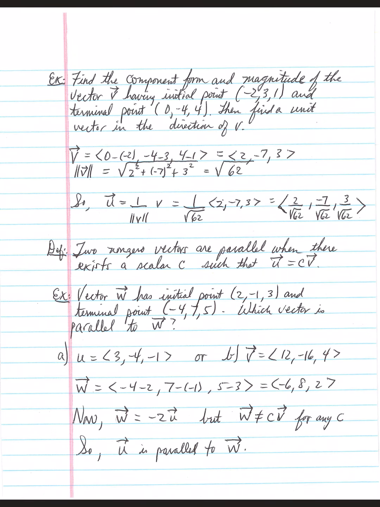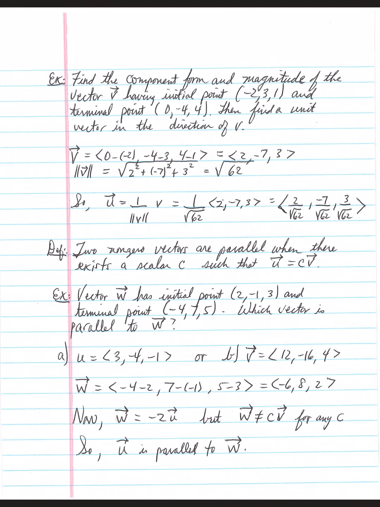Definition: two non-zero vectors are parallel when there exists a scalar such that one vector is equal to some scalar times the other vector. Could be longer, could be shorter. They can even point in the opposite directions, but they only differ by some scalar.